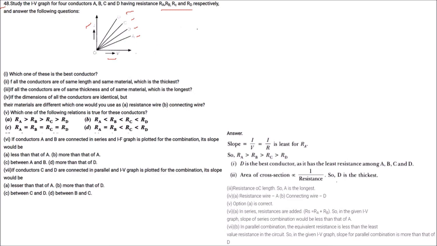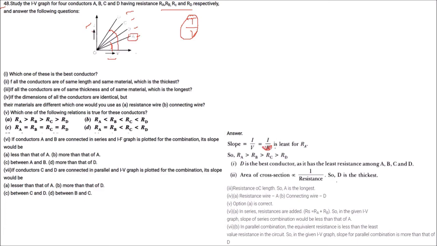Which one of these is the best conductor? See, the slope is given by, because this is I, this is V, so slope will be not V by I, but I by V, right? In this case, which of these I by V is least? This is for RA. This slope is the least, and this is the highest one. So the slope, this is I by V, is least for RA.